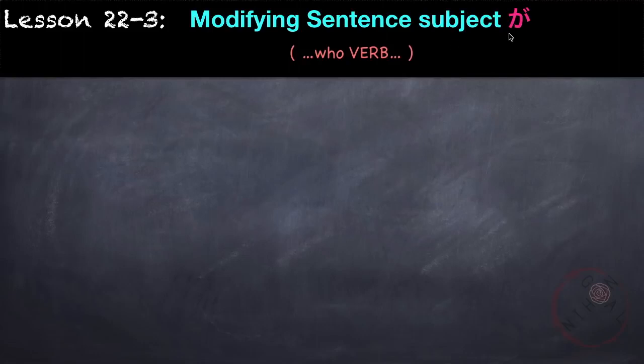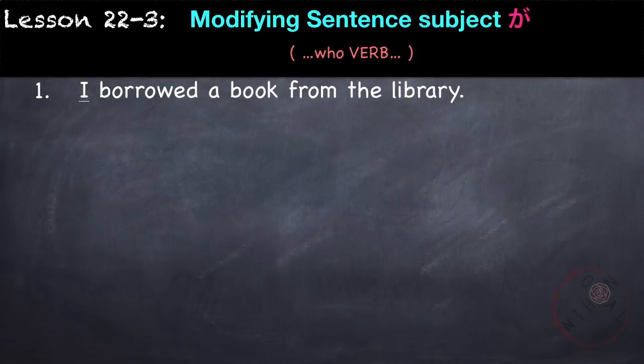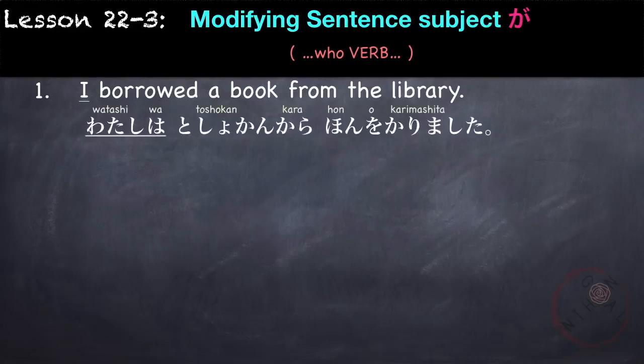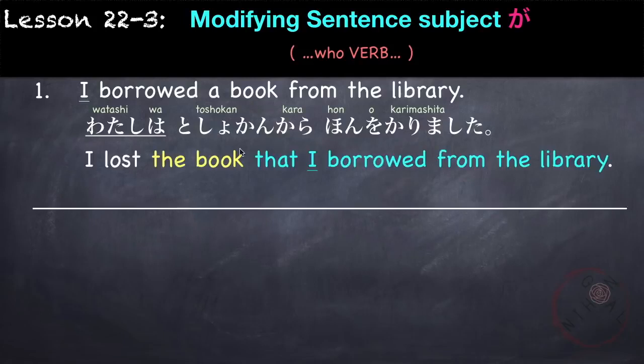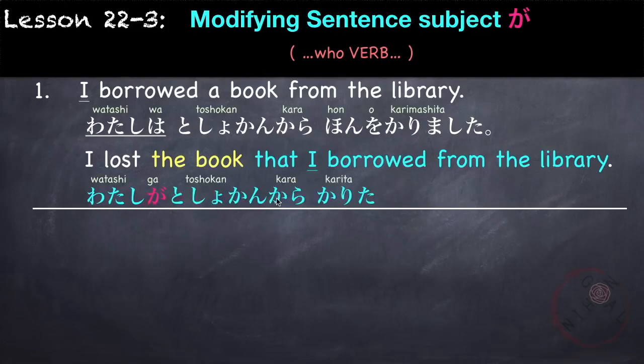So you've already seen a couple of examples with this, such as I borrowed a book from the library. 私は図書館から本を借りました。So if you remember the previous example wherein we pick out the book and described it, I lost the book that I borrowed from the library. So the modifying sentence that I borrowed, the subject is I. So it becomes 私が 図書館から借りた. So the doer of the action is marked with particle ga, which is you, 私が, borrowed by me.